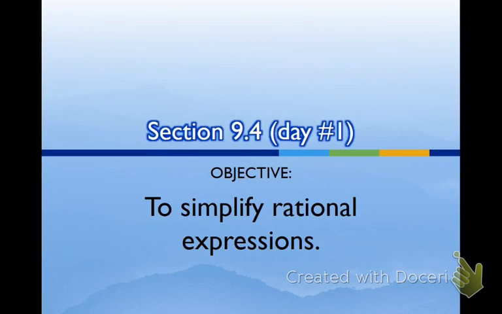So we're starting 9.4, day 1 today, and then we'll do day 2, and then we'll do day 3. We're going to spend pretty much all week on 9.4. Our objective today is just to simplify rational expressions.